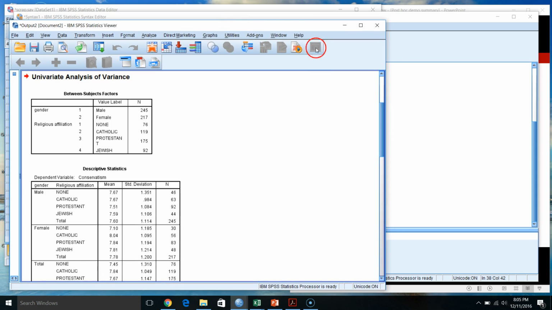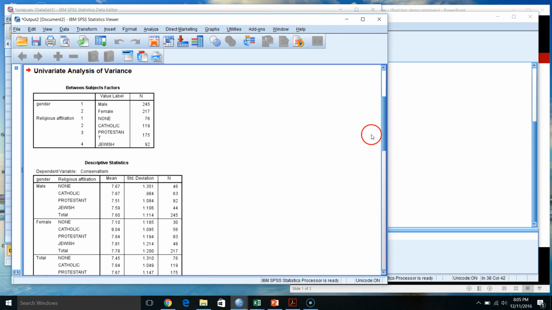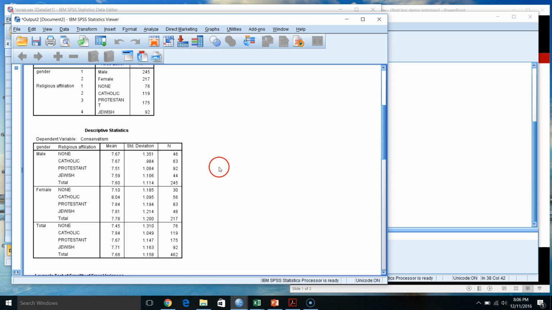This is output that should be identical to what you're getting in your handout. Starting at the top, we have our between-subjects factors. We have men and women, fairly large samples at least at this size, and relatively similar. We have some variability in terms of religious affiliation: the lowest number of individuals don't identify with any religion, a lower number of Jewish participants, and the largest number of Protestants.